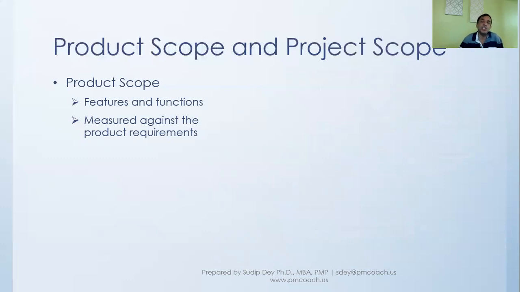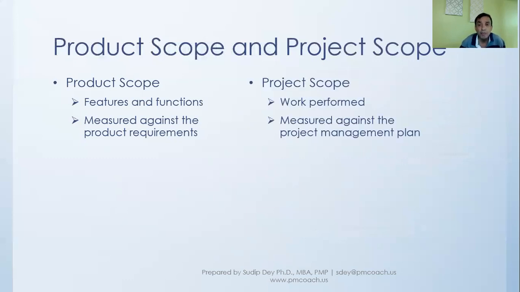And when we measure at the end of it, we will measure if this particular feature is available that we have put together in the plan, and so on. As opposed to that, project scope is about the work performed. In developing this product, the phone that we're talking about, what is the work that we'll have to do, and how much effort we have to put in, that is really the project scope. And that is measured against the project management plan.